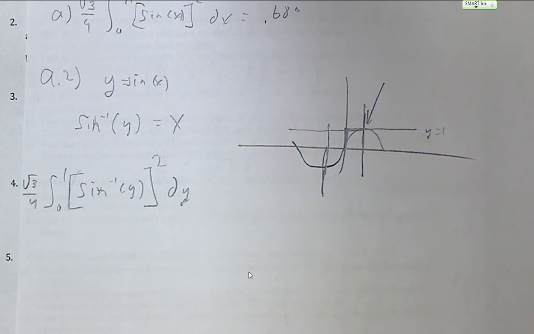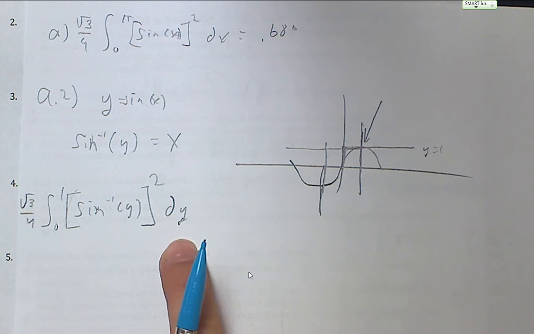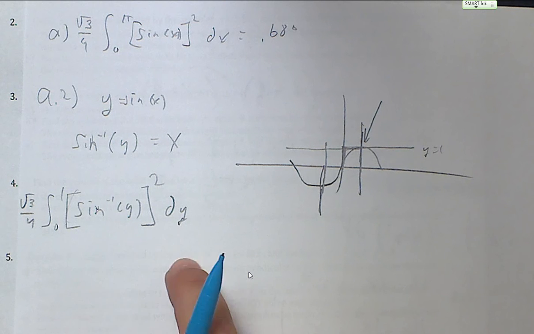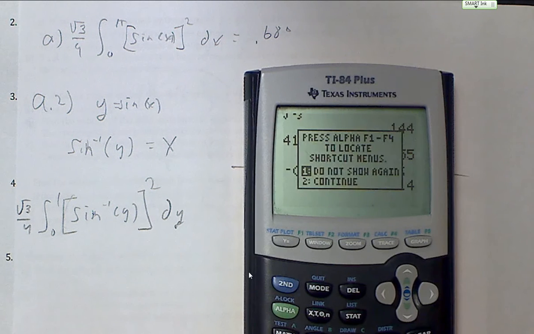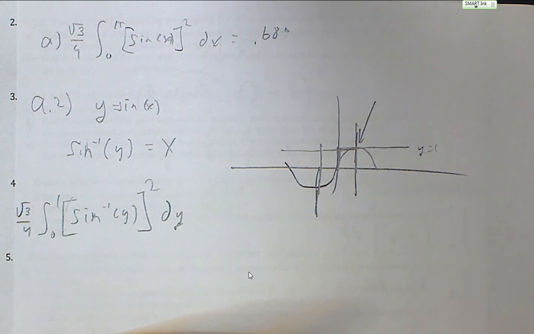So how do you make it x equal y in the calculator? It doesn't matter. In your calculator, you can type in x and dx. As long as your bounds are correct, your equation's right. You can just make it arc sine of x. Yes. And make sure I'm not lying to you too, but it should be correct.